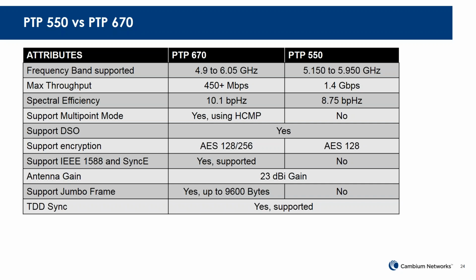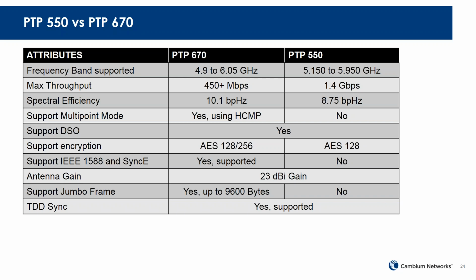Firstly, you can see the frequency band supported for the PTP 670 is higher than the 550. The PTP 670 supports the 4.9 or the public safety band, whereas the 550 does not. The max throughput for PTP 670 is 450 plus Mbps, whereas the PTP 550 is 1.4 gigabits per second. Spectral efficiency for the PTP 670 is 10.1 bits per hertz, whereas the 550 is slightly lower at 8.75.